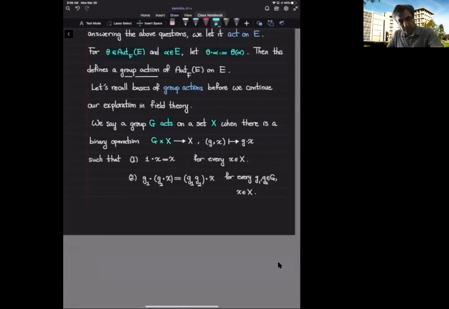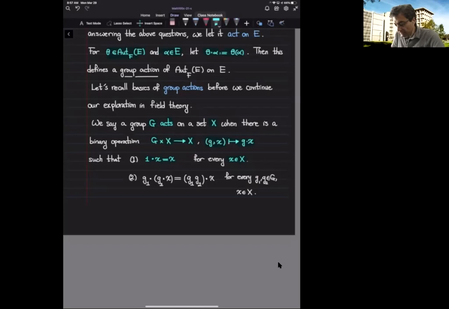And when I let it act, and I look at g dot x, I end up getting another element inside the set X. So given the pair (g, x), I look at g dot x and I get another element inside the set X. Now, what kind of properties are we looking for? The identity of the group dot x should send it to itself. That should be true for every element. So the identity of the group G acts as the identity map on the set X.